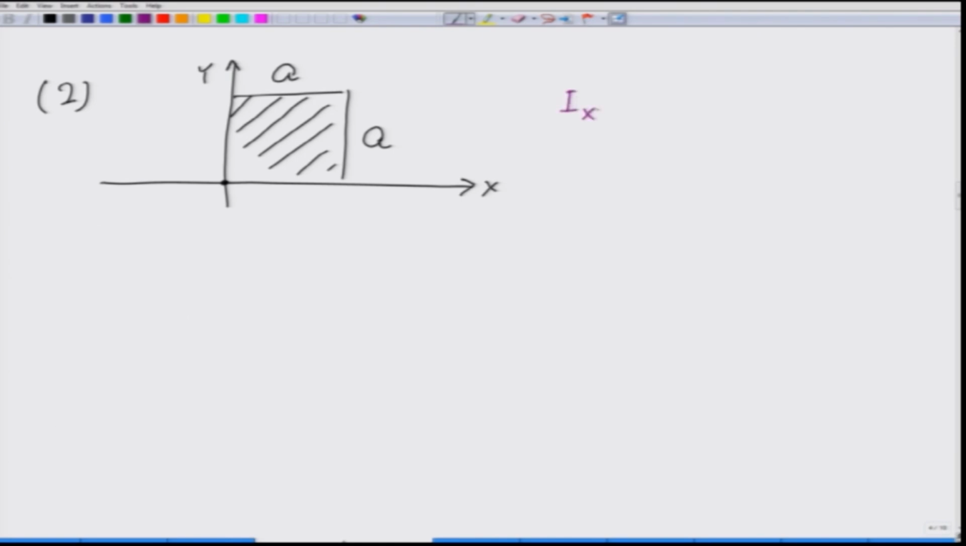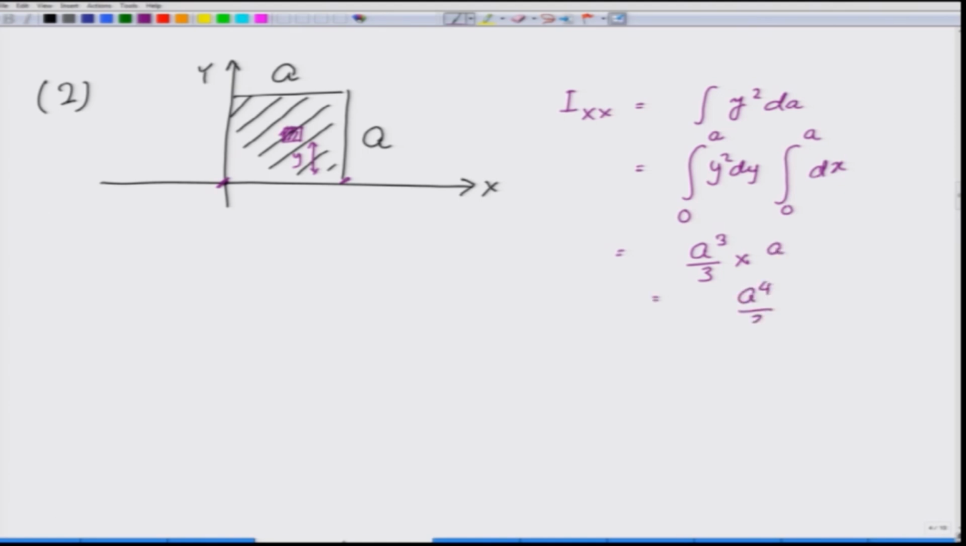So, again Ixx is equal to the integral of y square dA. dA is this small area and this is the distance y. So, in this case this will become y square dy, y varies from 0 to a, and dx varies from 0 to a. The limits are from this point to this point, and this becomes a cubed over 3 times a, which is a raised to 4 over 3. Exactly the same distances are involved in calculating Iyy. So, Iyy, which is equal to the integral of x square dA, would also give you a raised to 4 over 3.